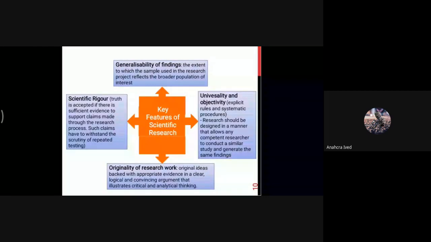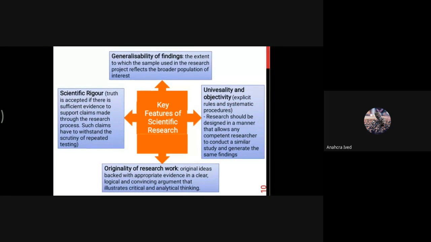Now, when we talk about scientific research, we are also talking about the features of scientific research. For example, we can always generalize the findings. If we have taken any sample and then we are doing any kind of test, we can generalize it to the public or the population. Then we have universality and objectivity. For example, there are some procedures which have to be followed while doing such research. The research should be designed in such a manner that it allows the researcher to conduct a similar study and generate the same finding.